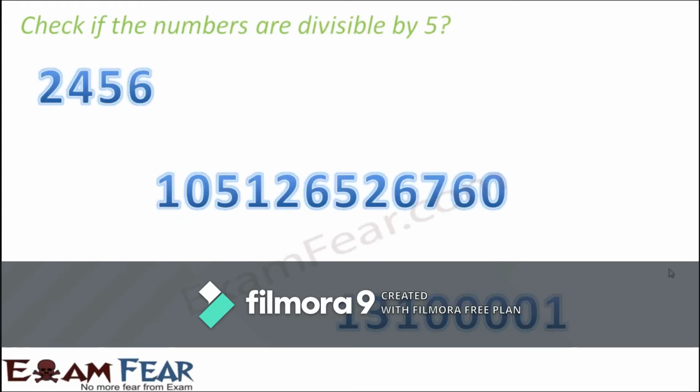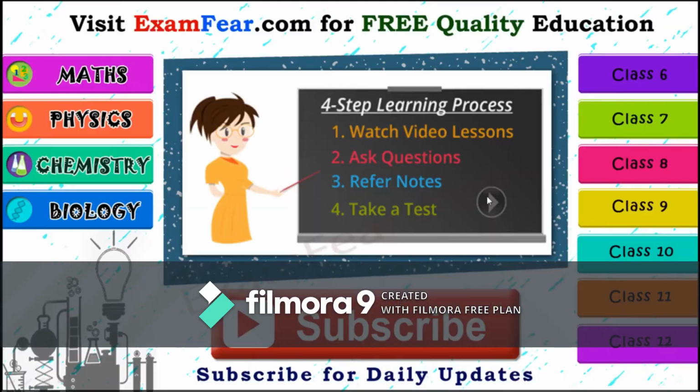So quickly look at these numbers: 2456. Will it be divisible by 5? Definitely not, because it doesn't have a 0 or 5 in its units place. This number, yes, it will be divisible because there is a 0 in the units place. This one again not, because 1 is at the units place.